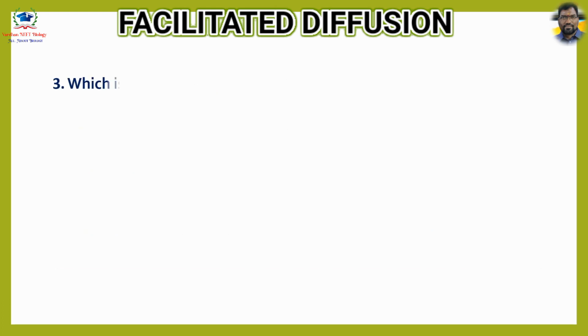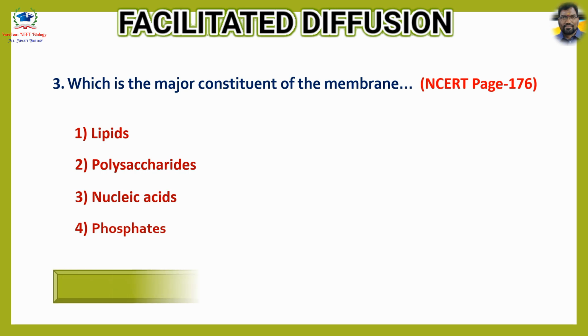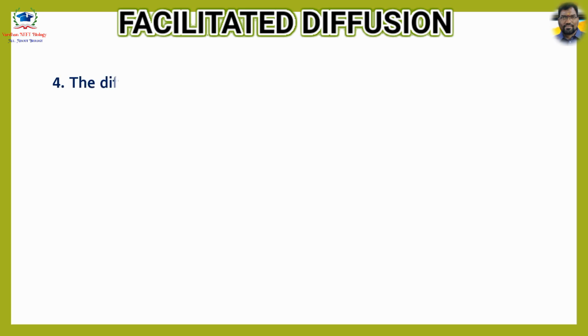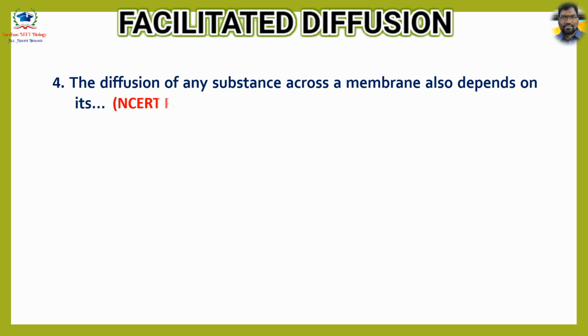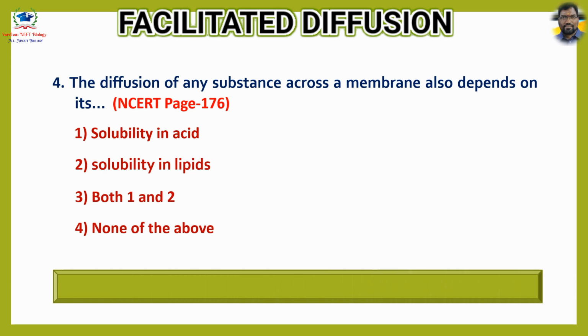Question number 3. Which is the major constituent of the membrane? Options are 1. Lipids, 2. Polysaccharides, 3. Nucleic acids, 4. Phosphates. The answer is option 1. Lipids. Question number 4. The diffusion of any substance across a membrane also depends on its. Options are 1. Solubility in acid, 2. Solubility in lipids, 3. Both 1 and 2, 4. None of the above. The answer is option 2.